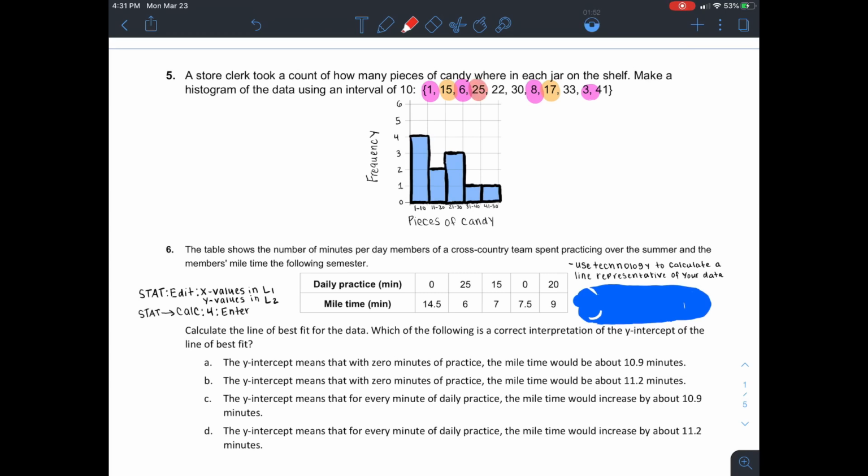And both of the last 2 categories, 31 to 40 and 41 to 50, have 1 number each, 33 and 41. This histogram does represent each and every data point in our set. So how did yours look compared to mine?